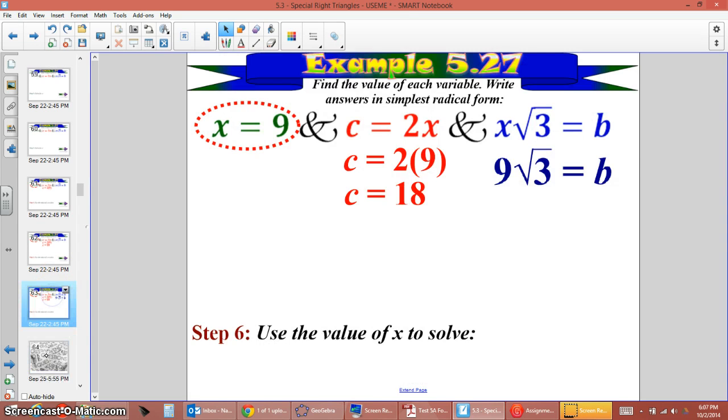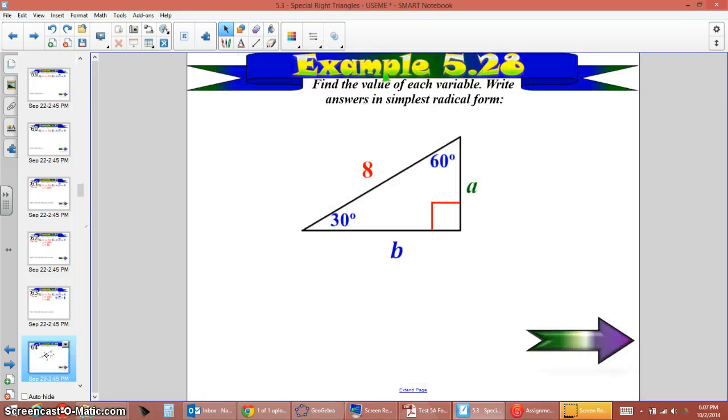Uh-oh, I think I broke it. There we go. So right here, I'm giving you the long side. Now remember, the long side is twice as big as the short side. So immediately I know that A is 4. I just cut it in half. And once I know that this is 4, I know that B is 4 root 3, because I just tack on the root 3 to the shortest side.